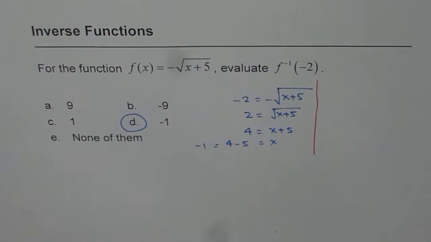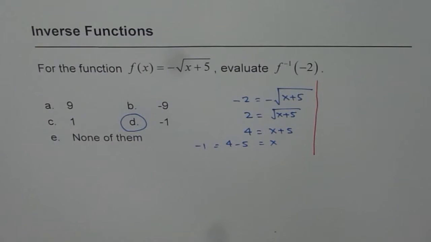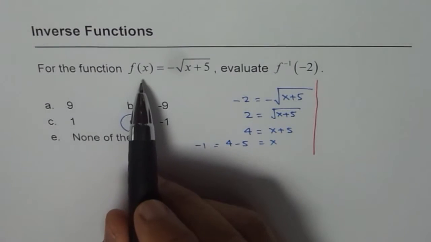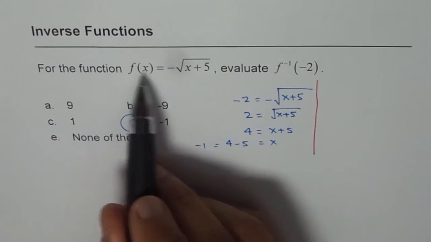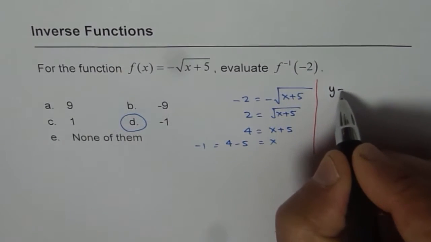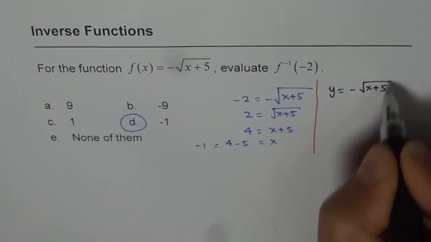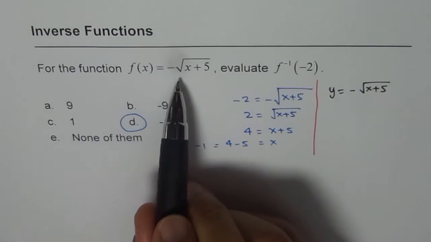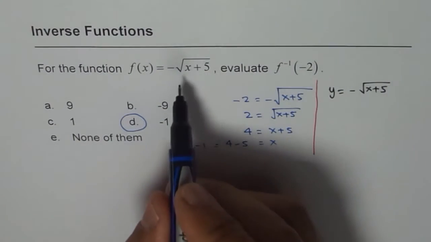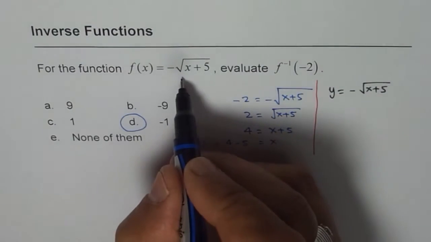You could also solve this question by finding the formula for the inverse function and then substituting minus 2, right? To find the inverse function, we have to switch x and y values. First, the function is y equals minus square root of x plus 5. Now remember one thing, when you're finding the inverse of this function, let's try to sketch it and write its domain and range. Okay, let me just sketch it here.